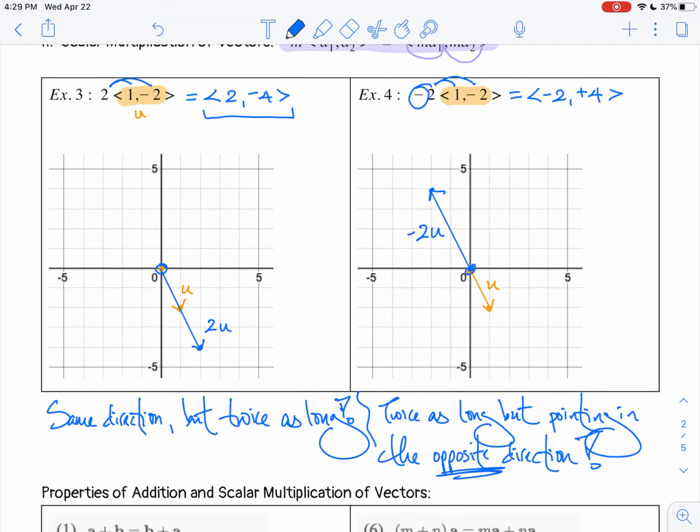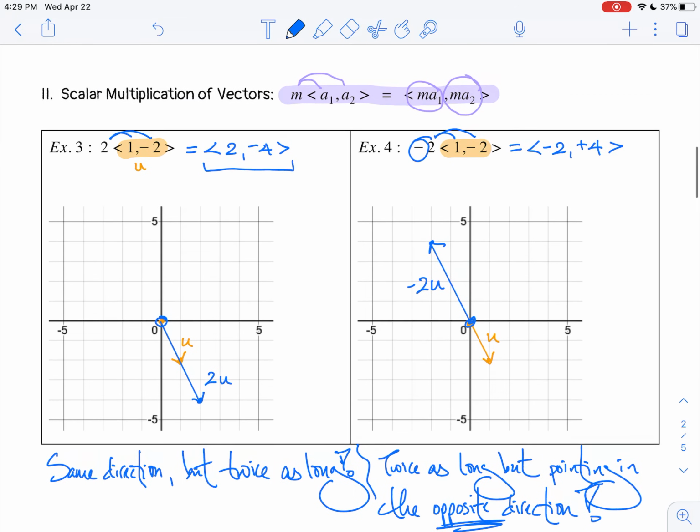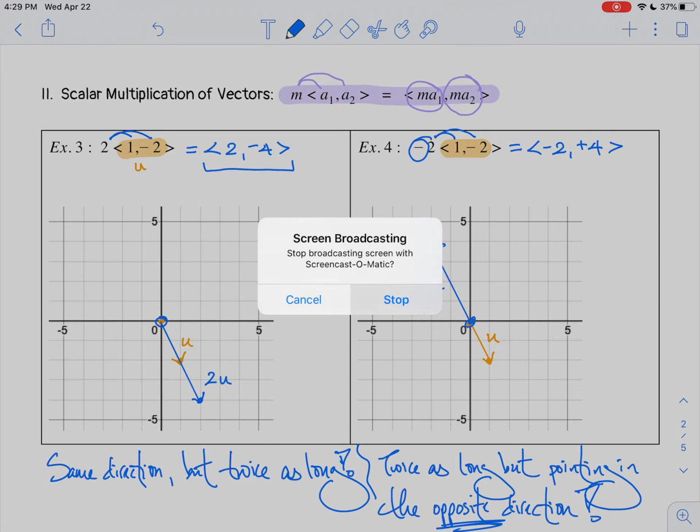So let's go ahead and stop here. When we come back, we'll take a look at some properties of addition and scalar multiplication, and then we're going to move on to some magnitude and direction work. See you back here.